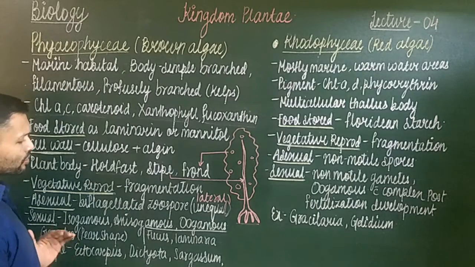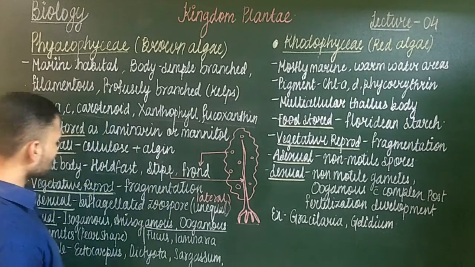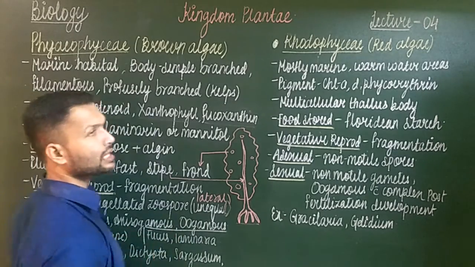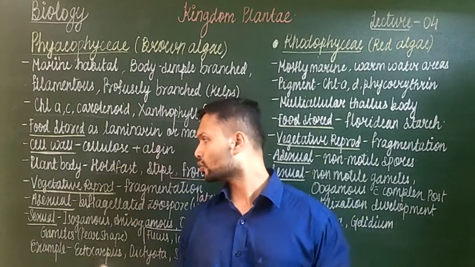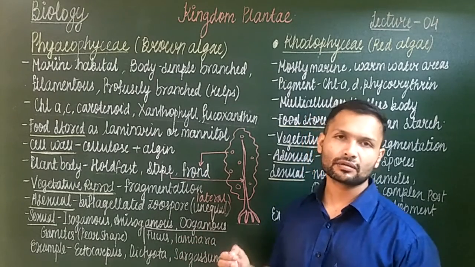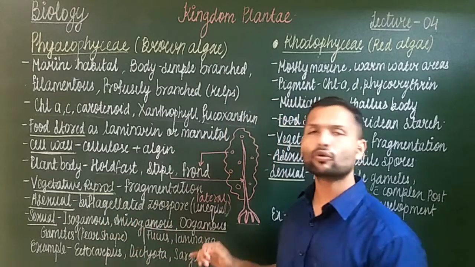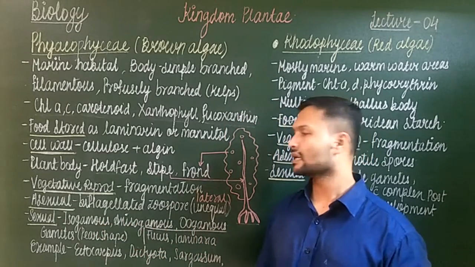And sexual reproduction also is shown by the three modes that we have already studied in the previous lectures: isogamous, anisogamous, and oogamous. Predominantly oogamous. We find many of the brown algae showing oogamous, but all three modes, meaning types of gametes.